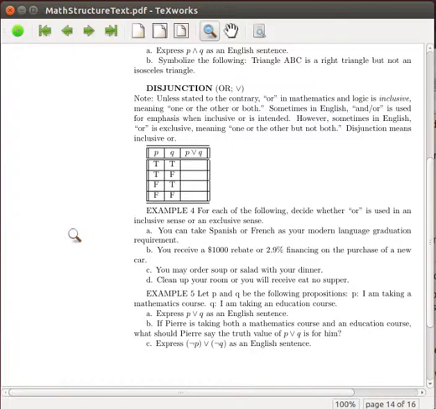You receive $1,000 rebate or 2.9% financing on the purchase of a new car. Now, in this case, they're not going to give you both. This one is an exclusive or. We're going to look at the notation for an exclusive or later in this section. But that's an exclusive or, not an inclusive or.